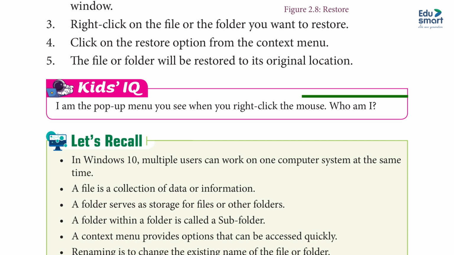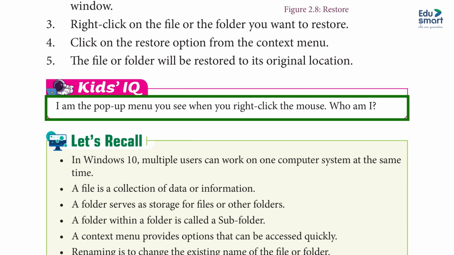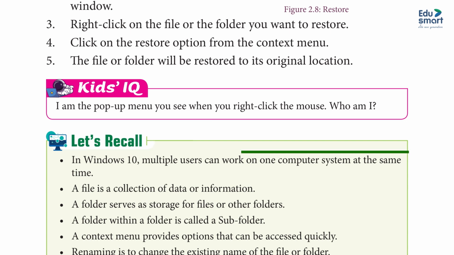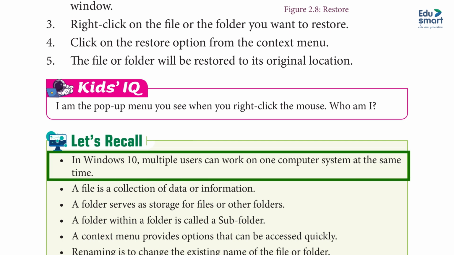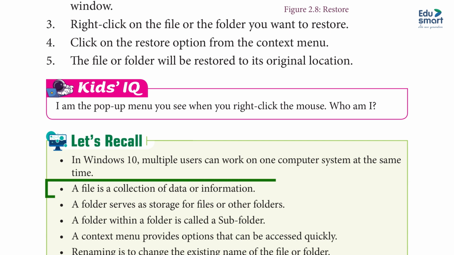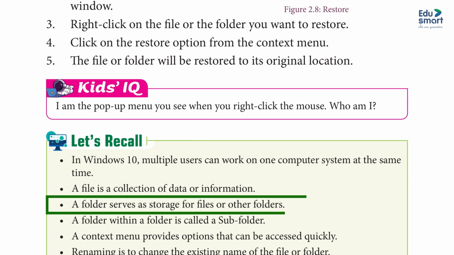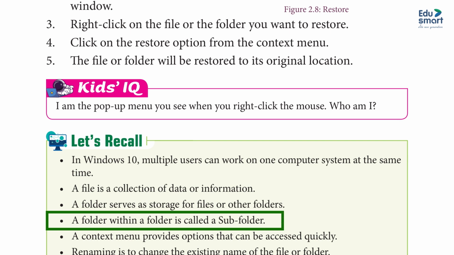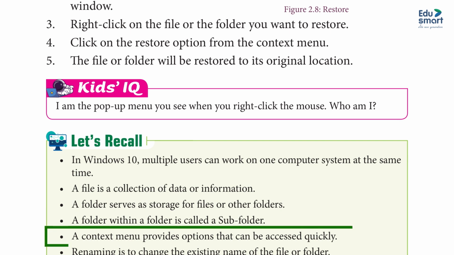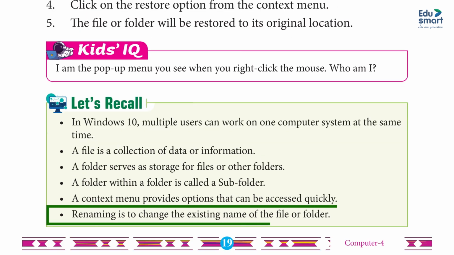Kids IQ. I am the pop-up menu you see when you right-click the mouse. Who am I? Let's recall. In Windows 10, multiple users can work on one computer system at the same time. A file is a collection of data or information. A folder serves as storage for files and other folders. A folder within a folder is called a subfolder. A context menu provides options that can be accessed quickly. Renaming is to change the existing name of the file or folder.